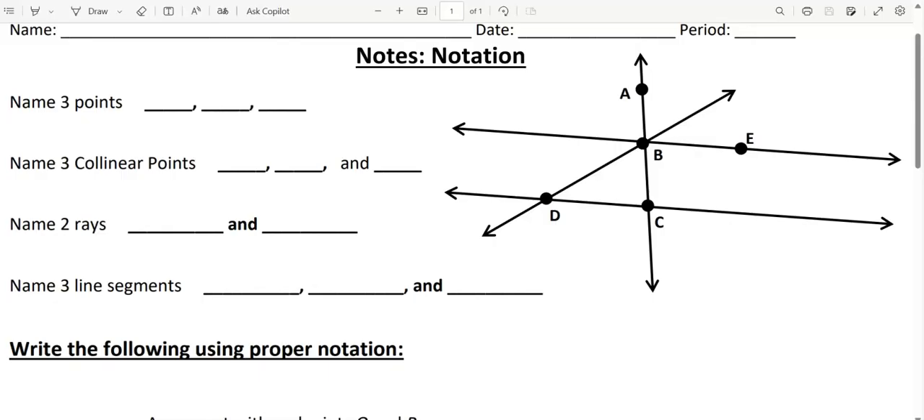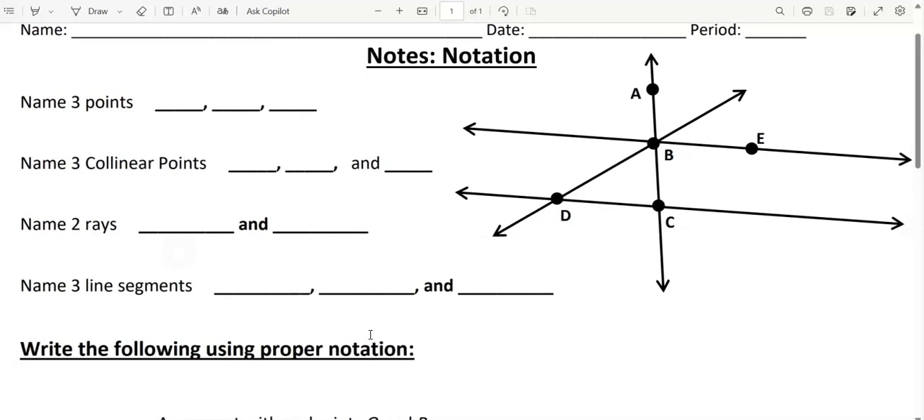What we need to do is name 3 points at the top, okay? A, B, C would be an example of 3 points that are on here. Now, y'all know what points are from our notes yesterday? They're represented by dots, capital letters. It could be A, B, C, or it could be any other 3 points on here. So I'm going to pick D, A, B.